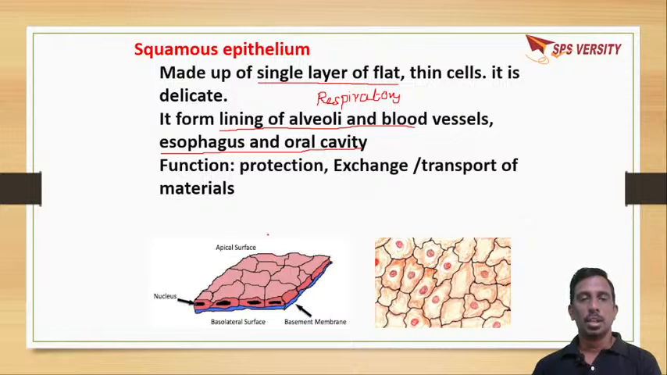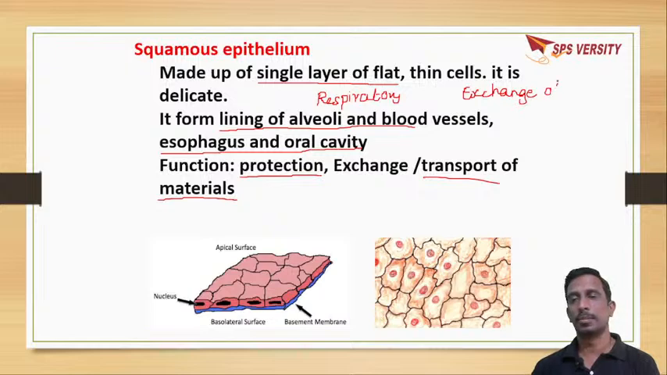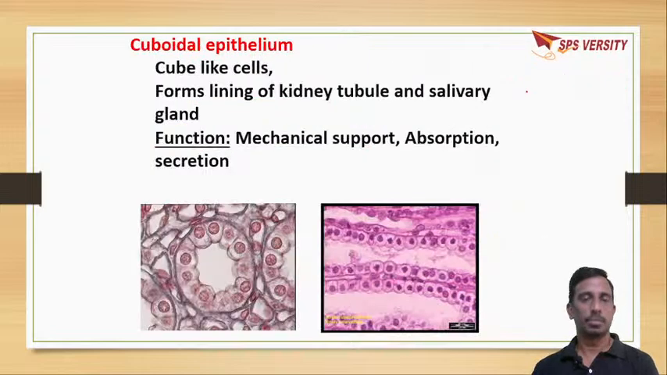What is the function of squamous epithelium? It is protection, exchange of materials and transport of materials. For example, if you take alveoli, in alveoli we can see exchange of gases between alveoli and blood vessels. So simple squamous epithelium function is protection, exchange or transport of materials.